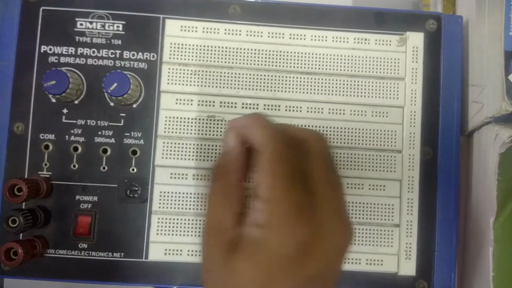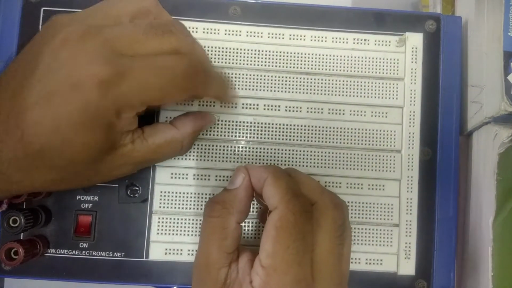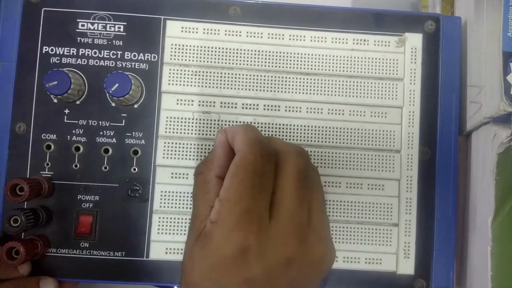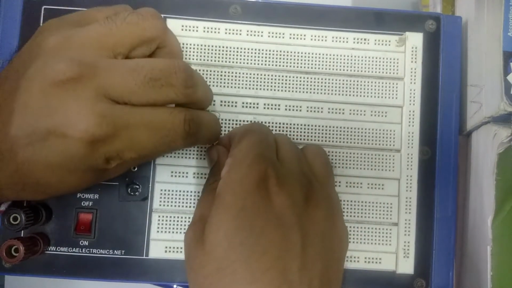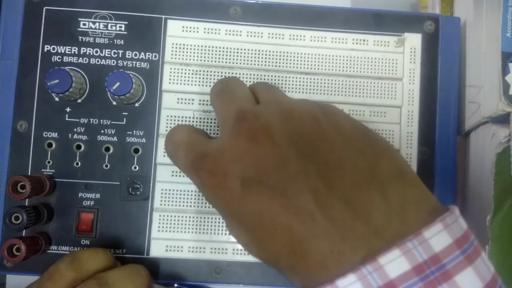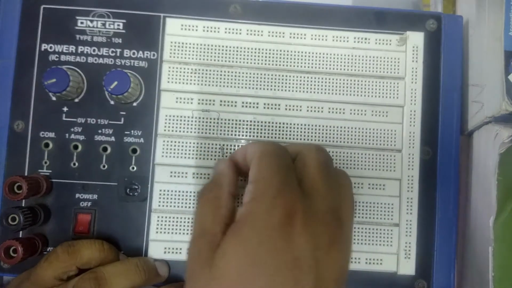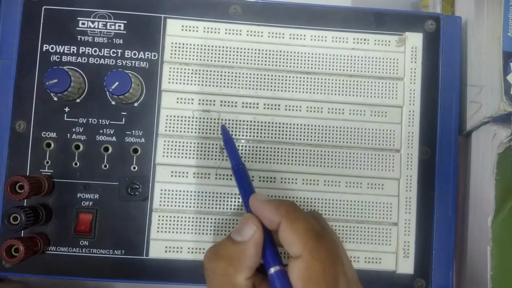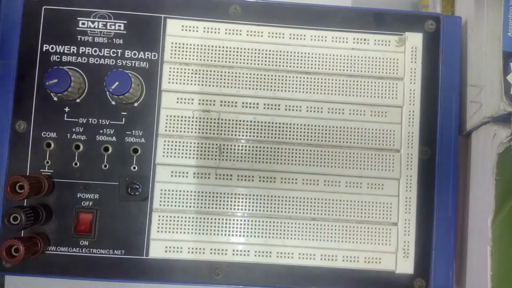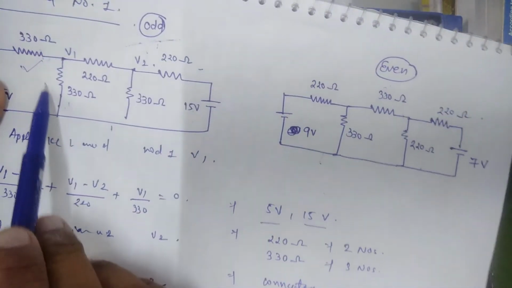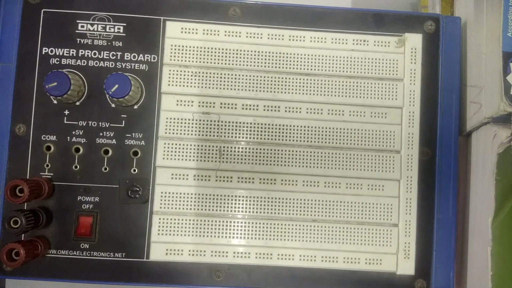The leg of this 330 ohm resistor is connected with the 330 ohm resistor again. So I will take this 330 ohm resistor and connect it like this. I will connect it in this one. I have connected the 330 ohm resistor in this fashion. Then there is a 330 ohm resistor again connected. Now the 220 ohm resistor I want to connect, so I will take this 220 ohm resistor.